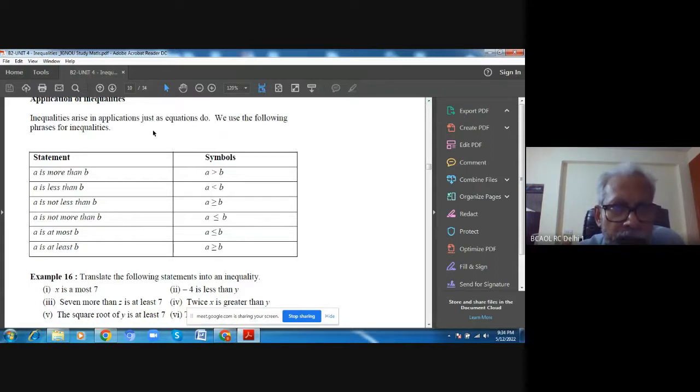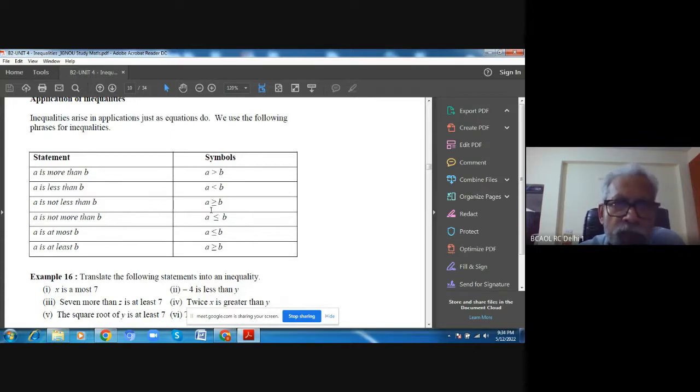Inequalities arise in applications just as equations do. So we use the following phrases for inequalities. Here actually you have to note down how the symbol changes. A is more than B. In this case, we can say A is greater than B, or we can say A is more than B. Here A is less than B, that you understand. A is not less than B. It means A may be equal, but not less than.